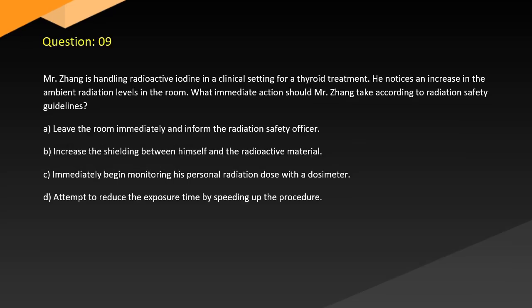Question 9. Mr. Zhang is handling radioactive iodine in a clinical setting for a thyroid treatment. He notices an increase in the ambient radiation levels in the room. What immediate action should Mr. Zhang take according to radiation safety guidelines? A. Leave the room immediately and inform the radiation safety officer. B. Increase the shielding between himself and the radioactive material. C. Immediately begin monitoring his personal radiation dose with a dosimeter. D. Attempt to reduce the exposure time by speeding up the procedure.